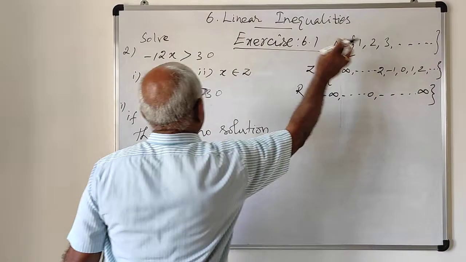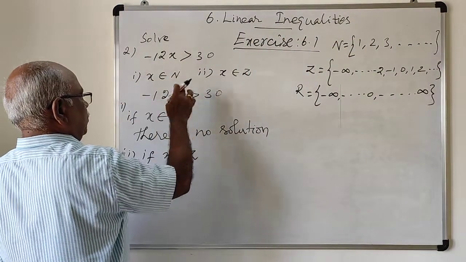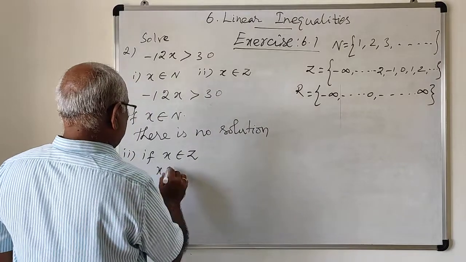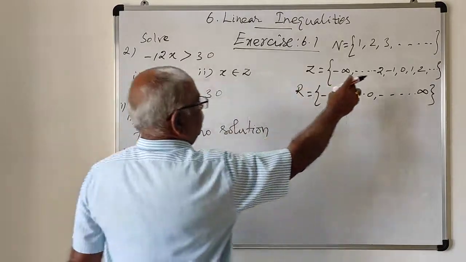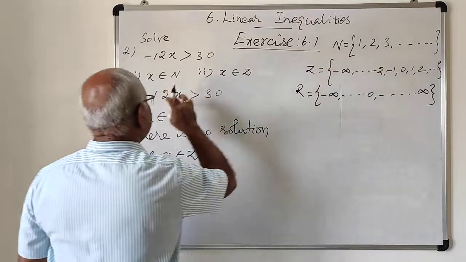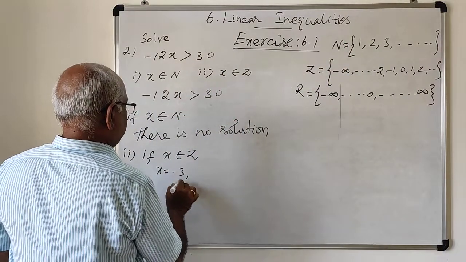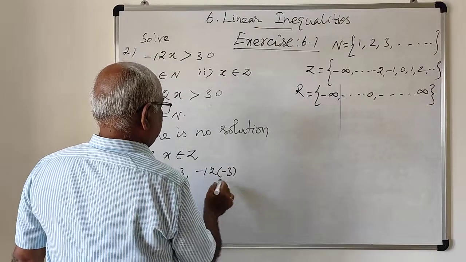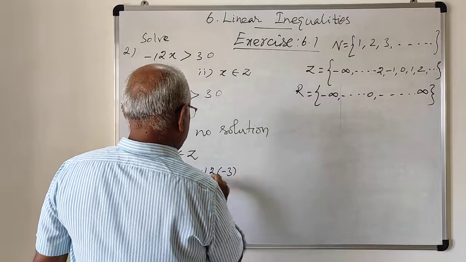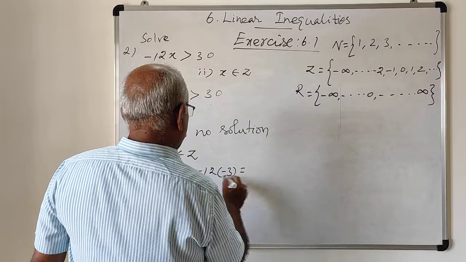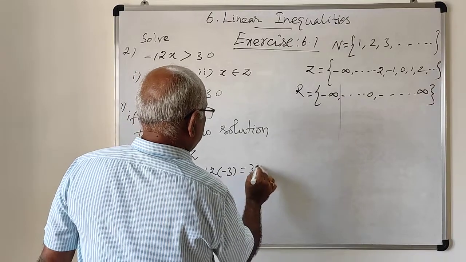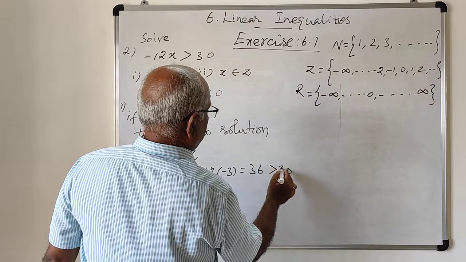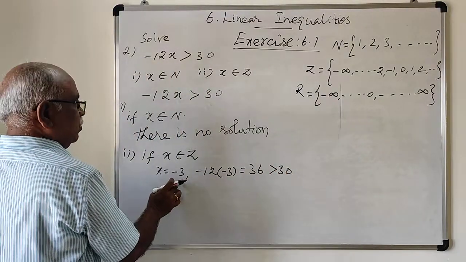If you put x equal to minus 2, minus into minus plus 24, which is also less than 30, is not satisfied. If you put x equal to 1, x equal to 0, not satisfied. If you put x equal to minus 3, you will get minus 12 into minus 3, that is equal to what? Minus into minus plus 36, which is greater than 30. It satisfies the inequality. The solutions start from minus 3 only.